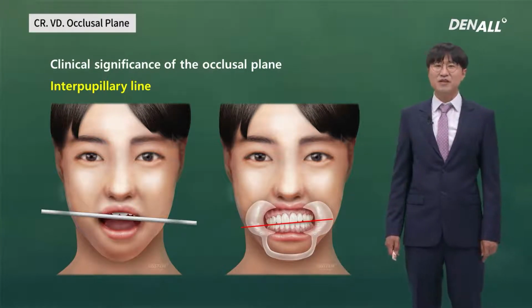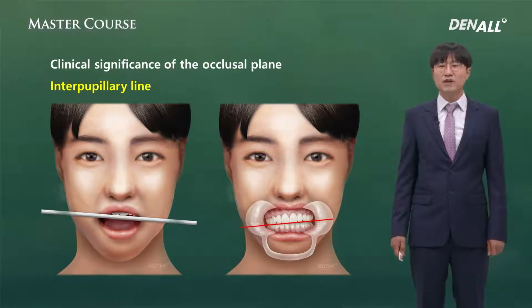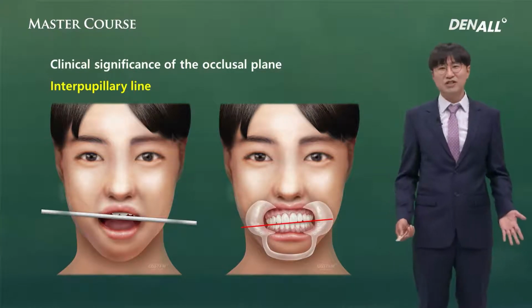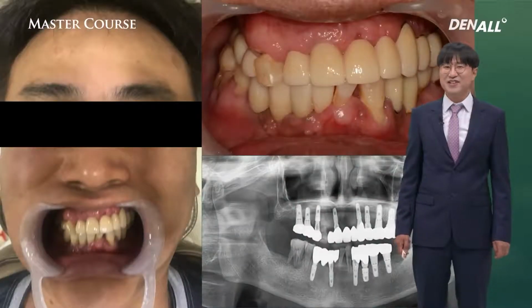Today I'm going to talk about central relations, vertical dimensions, and the occlusal plane, which are very important aesthetically and functionally. As you can see, you can have this kind of situation if you do not understand the topics of today. This is the case I'm ashamed of myself.